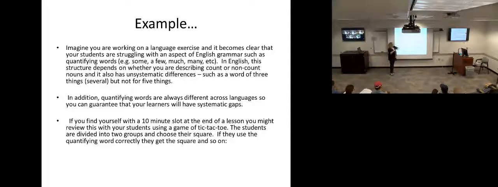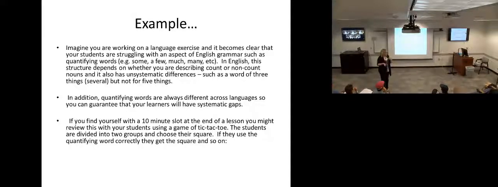In English, this structure depends on whether you're describing count or non-count nouns, right? So also there are unsystematic differences, right? We have a word for 3 things, several, but we don't have a word for 5 things, right? We also know that quantifying words are always different across languages. Some languages have a quantifying word for everybody here in the group, but not me, right? And that's what that word means. You don't have to say everybody else in the group, but not me. That's what that quantifying word means.